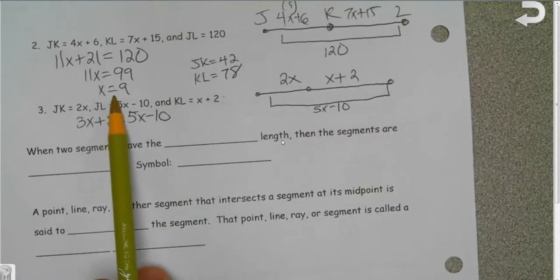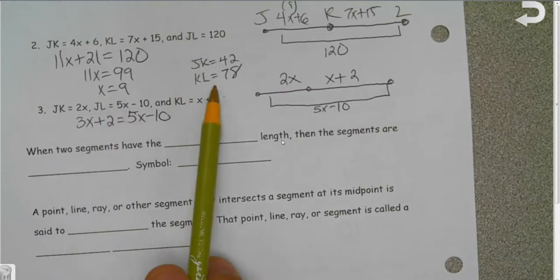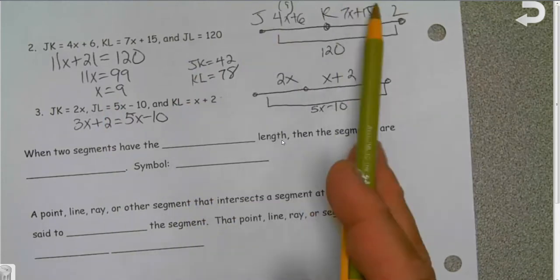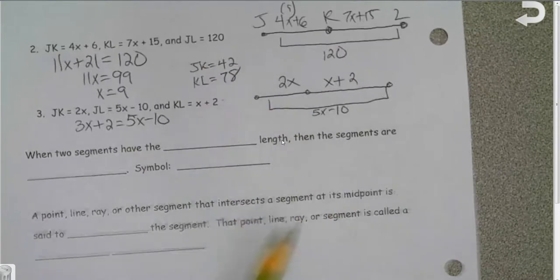I solved for x. I got x is equal to 9. KL was equal to 78 when I plugged it back in. JK is equal to 42.